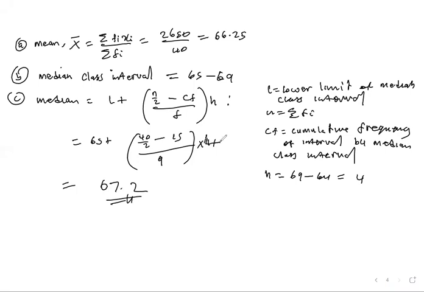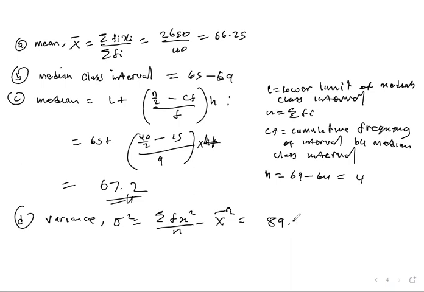So this must be a 4. Okay, then we go to D. Let's quickly find D, the variance. Variance, denoted by sigma squared, is simply equal to the summation of F x squared over N, minus the square of the mean. When you substitute these variables, you get 89.4375. Now, the standard deviation, which is sigma, is just the square root.